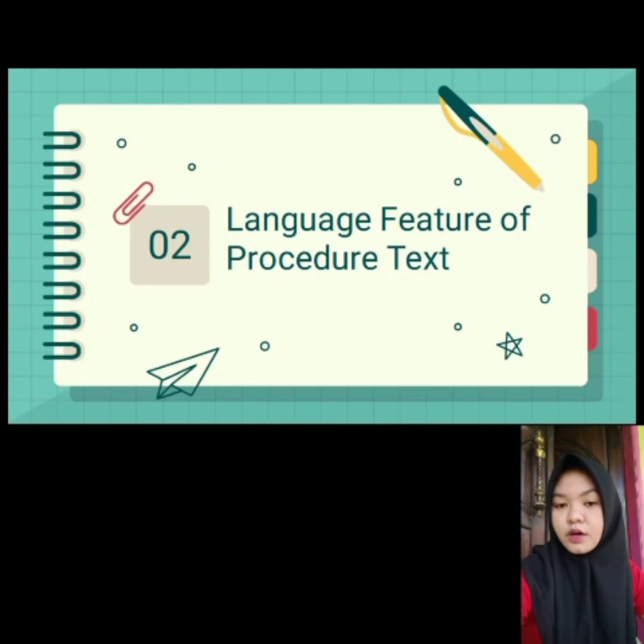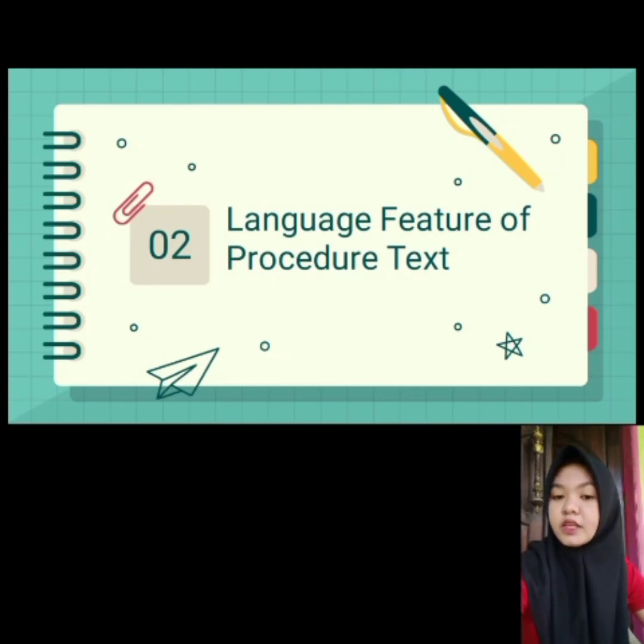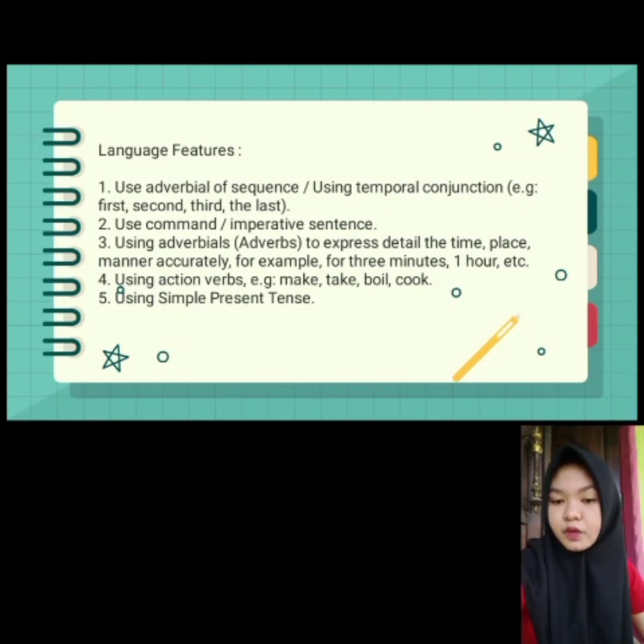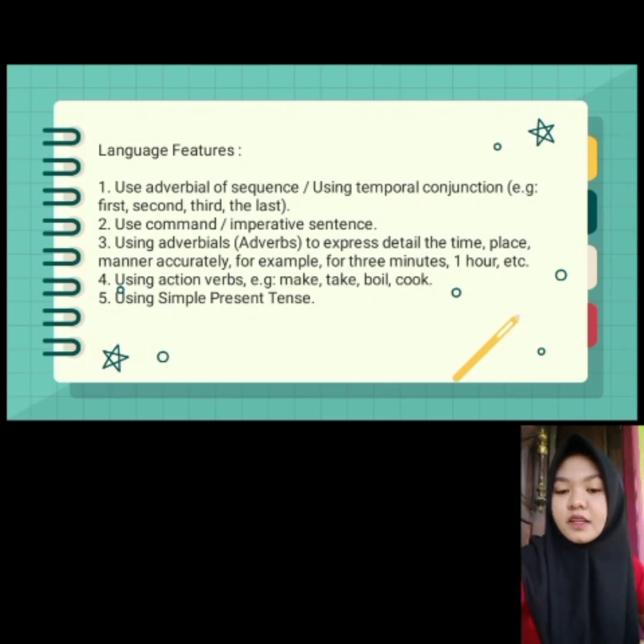Same with another text, procedure text also has language features. Now let's see language features of procedure text. Number 1 is use adverbials of sequence or using temporal conjunction. Example: first, second, third, and the last. This is used to know the first step, second step, or third step, and the last steps.